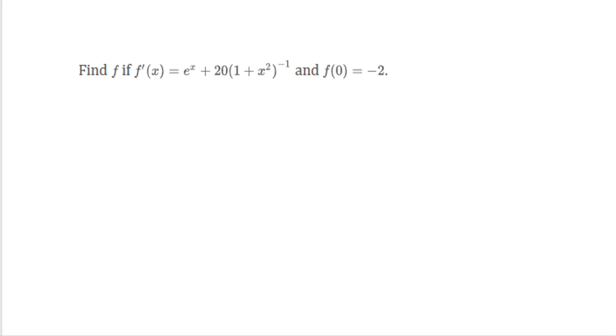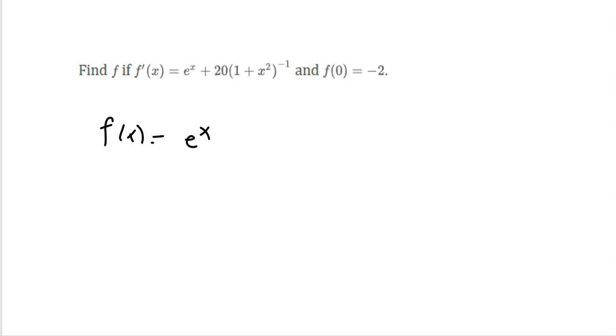Let's see, find f. If f prime is e to the x plus 20 times 1 plus x squared to the negative 1, and f of 0 happens to be negative 2. Okay, so what do we get if we do that? So the e to the x, what function gives you the derivative e to the x? Well, e to the x, remember, is its own derivative. That's the easiest one ever, right?